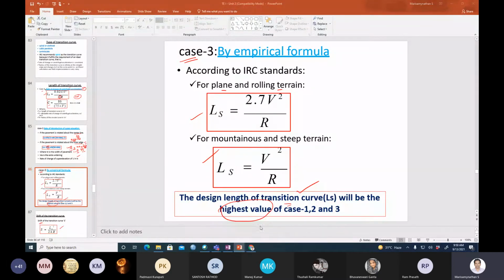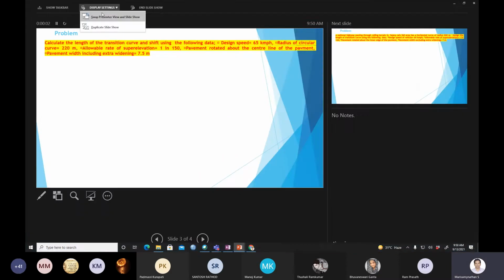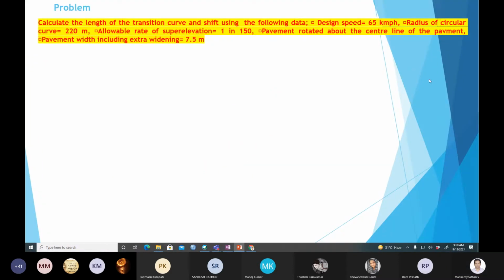Let me show one example. In the first problem, they are asking to calculate the length of the transition curve and shift using the following data. They are asking for the LS and S values with respect to the given data. What data have they given?